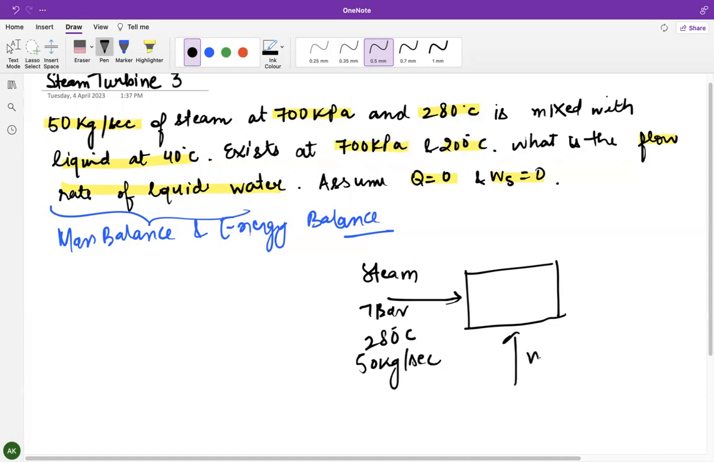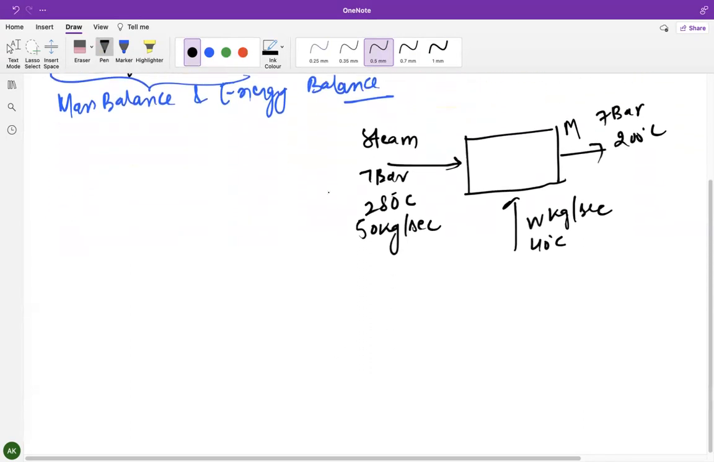It is mixed with water at 40 degrees Celsius, and let the flow rate be W kg per second. What is the flow rate of liquid water? So we need to find this out. And here we are getting a mixture which is at 7 bars and 200 degrees Celsius. So we begin this question.